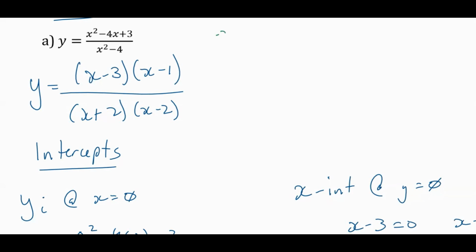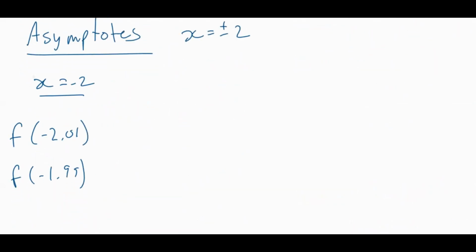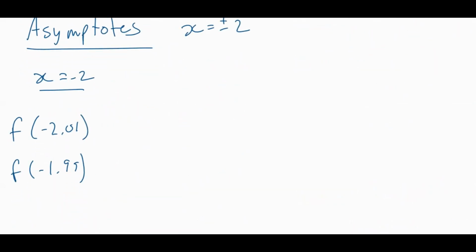So if I'm doing -2.01, I'm just writing that down because we can't see it. -2.01 minus 3 is negative. Minus 1 is negative. Minus 2 is negative. -2.01 plus 2, still negative. -2.01 is a bit bigger than 2, so it's still negative. So that's 4 negatives, which means this is positive.